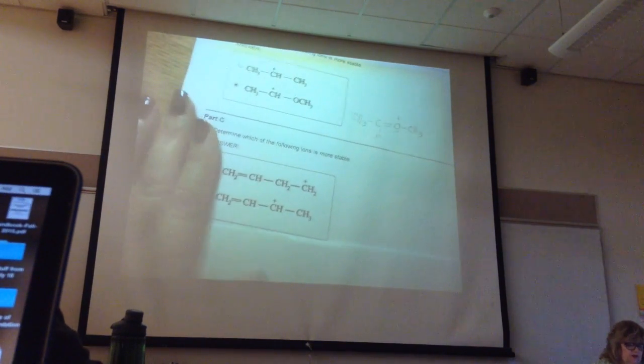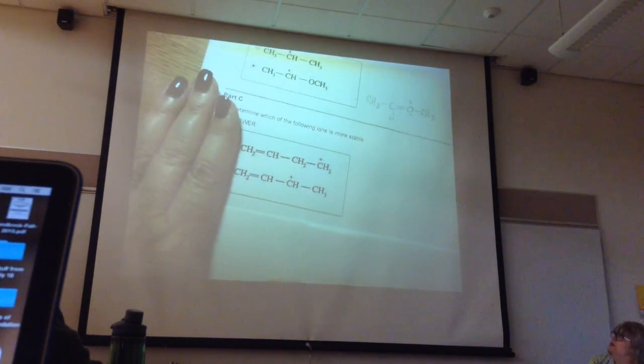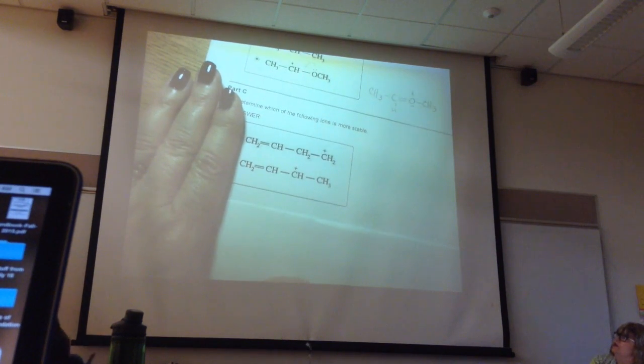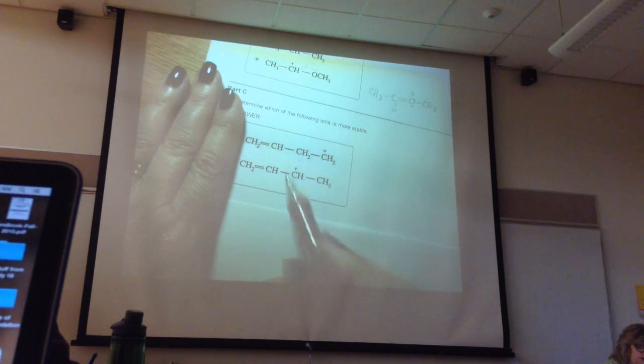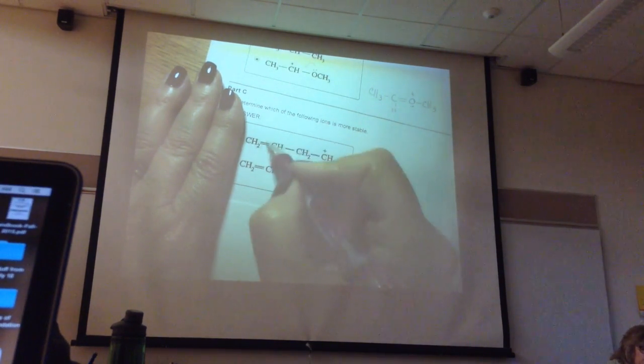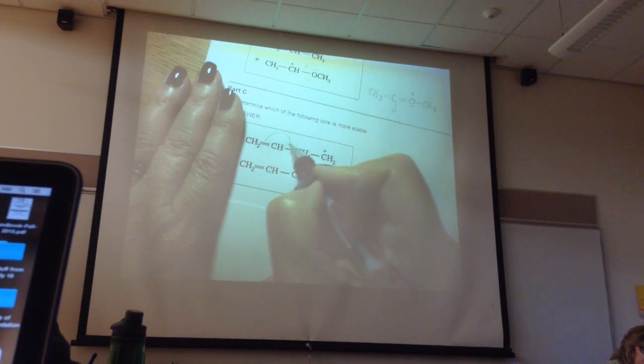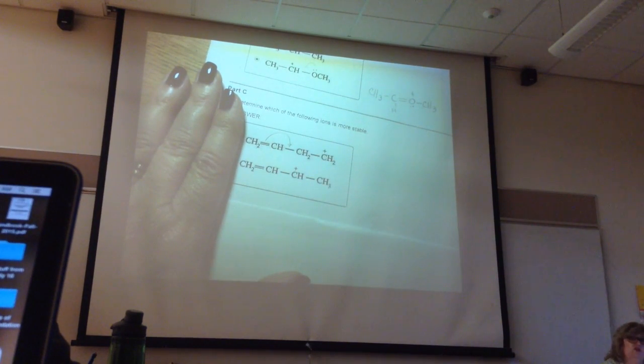Okay, so what about this one? I hope nobody saw it. What about this one? Would it be the one at the top or the one at the bottom? Think resonance. Think resonance. Would you be able to move this pi bond here? Can I do this? Yes or no? Well, I can do whatever I want. But will that carbon accommodate it?